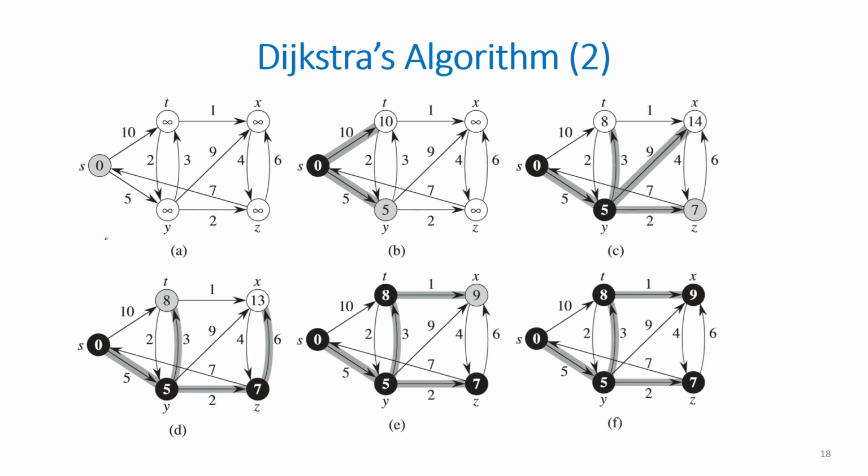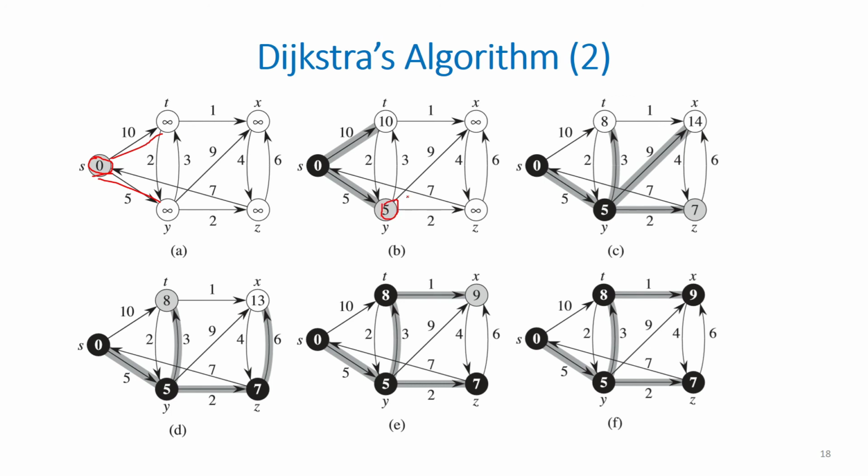As shown in this example, we see that we dequeue the source vertex S first, since S dot D is initialized to 0. We then relax the edges that leave S, that is edges ST and SY. Between vertices T and Y, we have Y with the lower D value, which in this case is 5. So we relax all edges leaving Y.